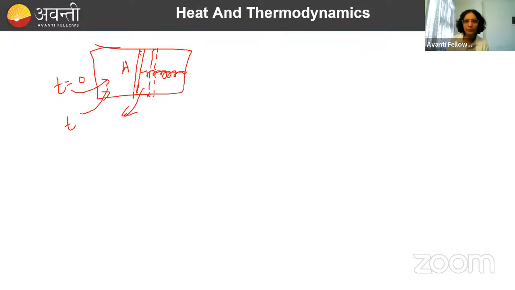So if its area is A and this length is A, it should be X. If a spring is getting compressed by X, this distance must be X, right? So change in volume here is how much? AX. And change in volume is equal to V2 minus V1. So what value of X will I get? V2 minus V1 by A.